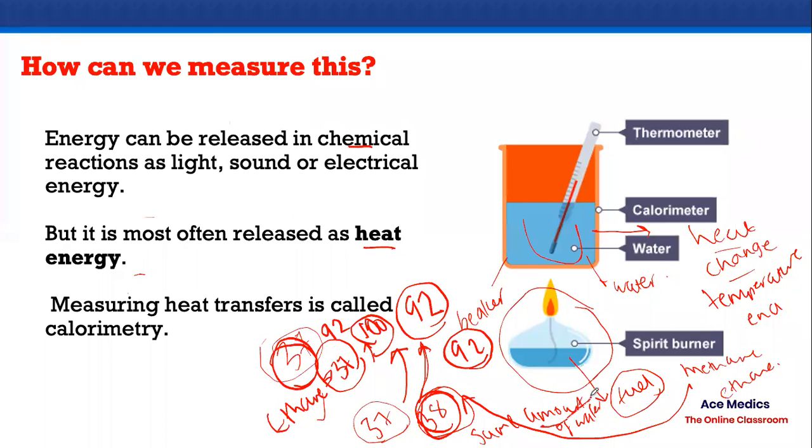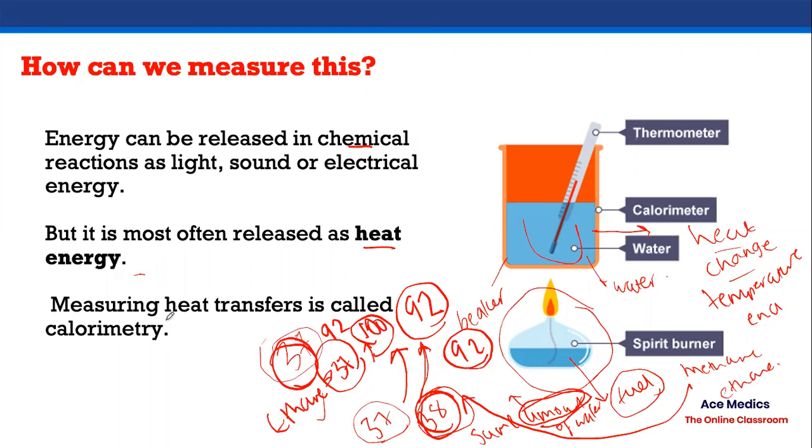Instead of amount of water, what's a better word to use than amount? A bit more specific. Volume, excellent, good, yeah. So we want to keep the volume of the water the same. We want to keep the starting temperature of the water the same. There's one more thing that we can try and do.